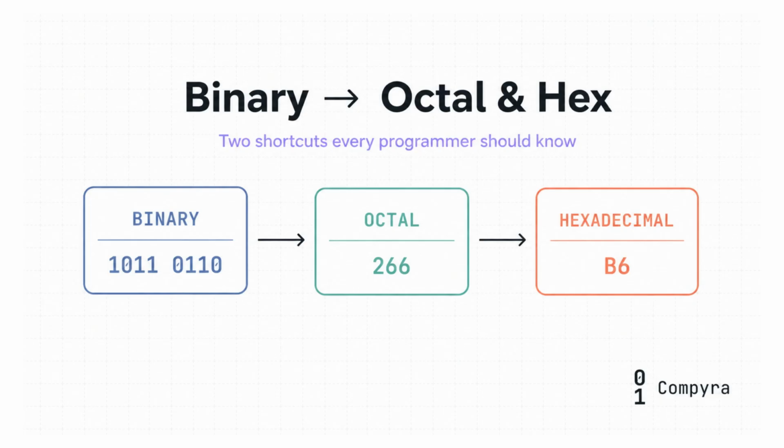So binary is great for computers, but for humans, reading long strings of zeros and ones gets messy real fast. That's where octal and hexadecimal come in. They're shorter, cleaner ways to write the exact same binary value. And the best part? Converting between them isn't math-heavy at all. It's mostly just grouping. In this video, let me show you exactly how binary turns into octal and hex, and why these two number systems exist in the first place.